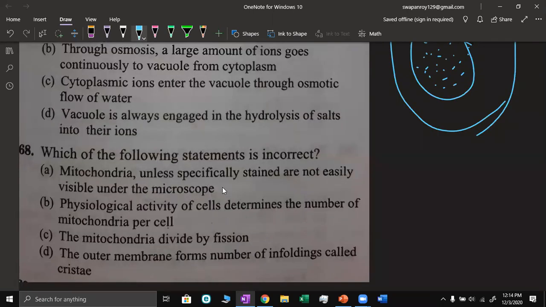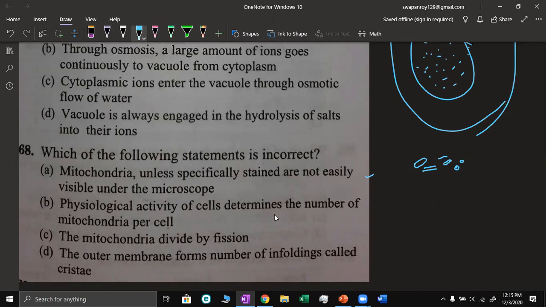Mitochondria, unless specifically stained, are not easily visible under the microscope. This is true. Actually, mitochondria are very small structures within the cytoplasm. They are thread-like or rod-like or sometimes granular structures. To observe mitochondria within the cytoplasm requires special staining, usually Janus green is used. So this is true.